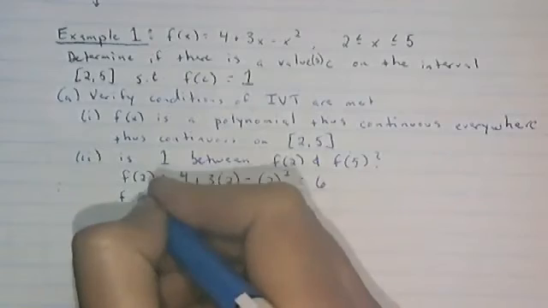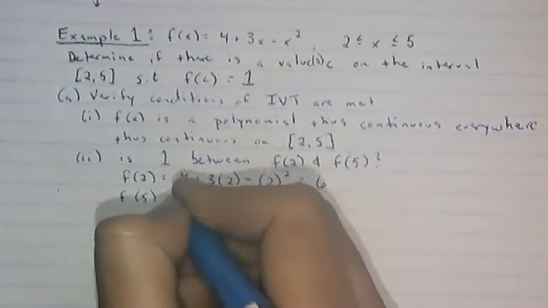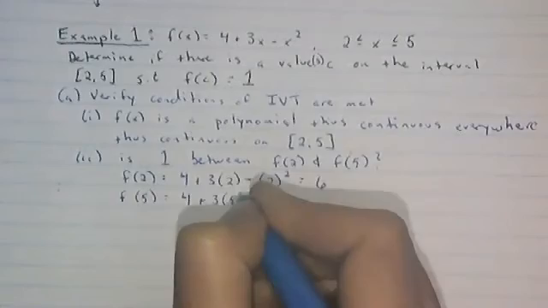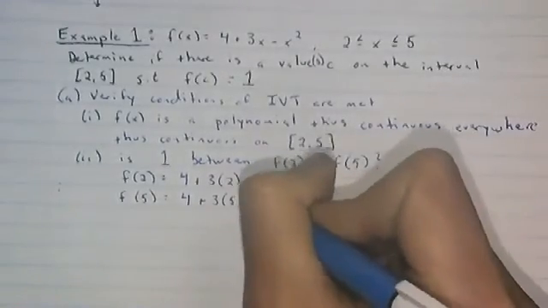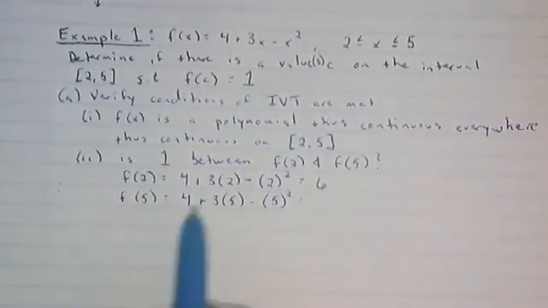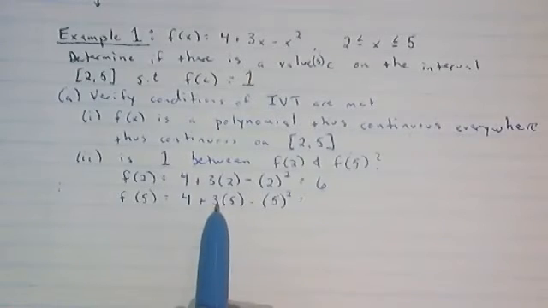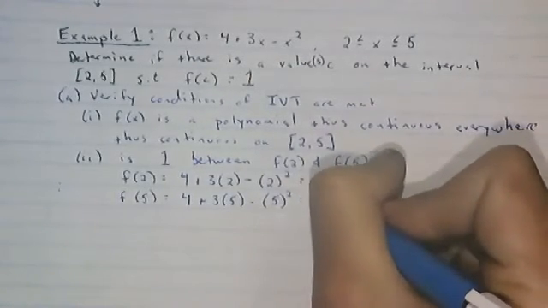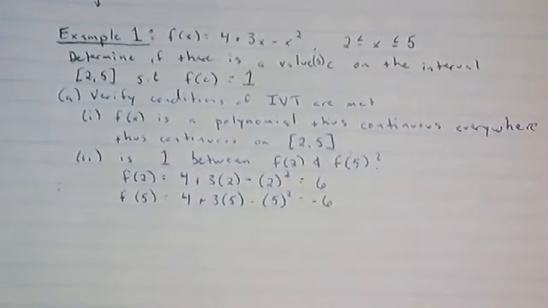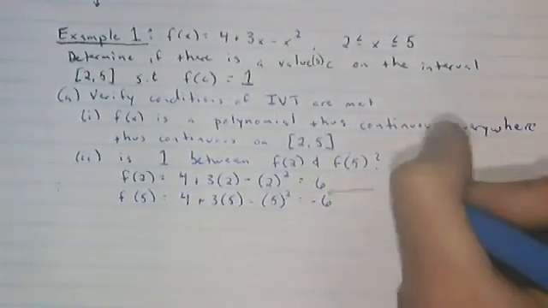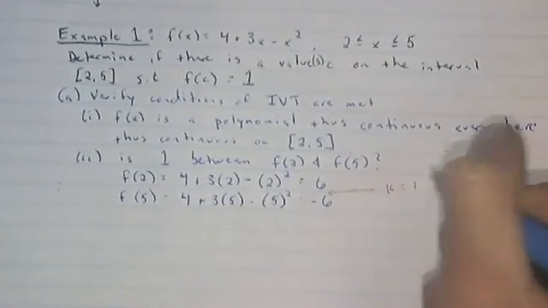F of 5, 4 plus 3 times 5 minus 5 squared. 4 plus 15 is like 19, minus 25 is like -6. Is 1 between 6 and -6? Sure is. Somewhere in between there.